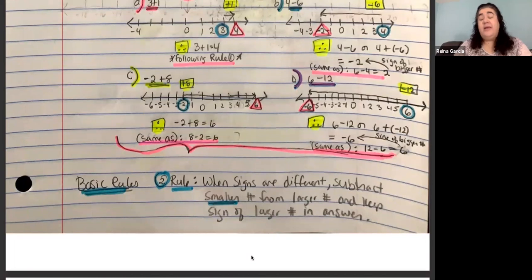When we are adding integers, the second basic rule is when signs are different, you always subtract the smaller number from the larger number, and you keep the sign of the larger number in your answer. So those are the two basic rules of how we add integers. With same signs, we just add them and keep the sign. When the signs are different, meaning one integer is positive and the other integer is negative, we subtract the smaller number from the larger number, and we keep the larger number's sign in our answer, as you saw in these examples above.